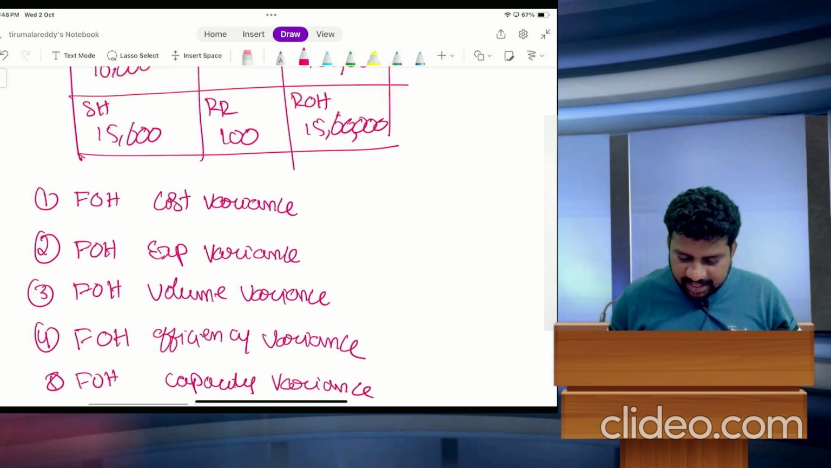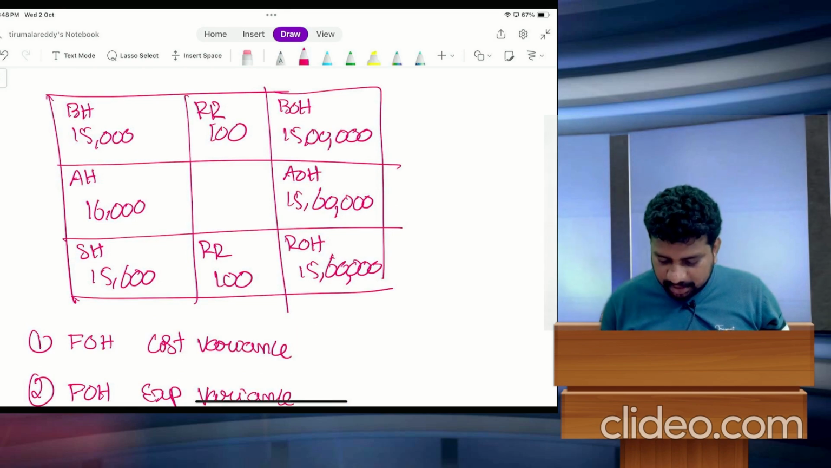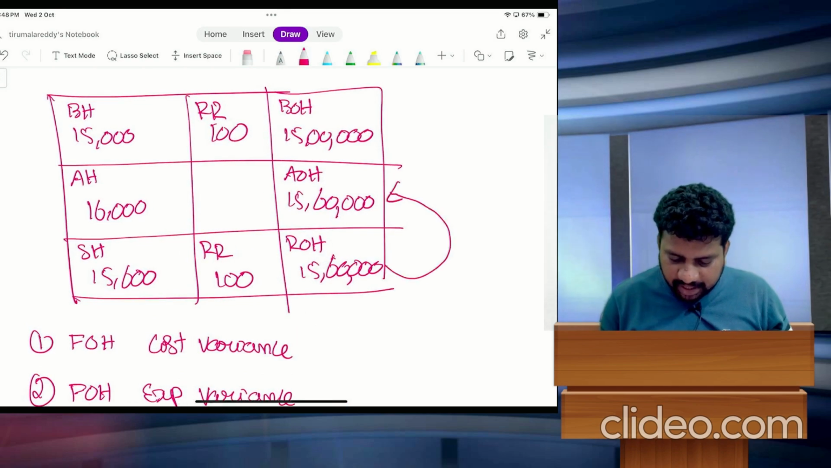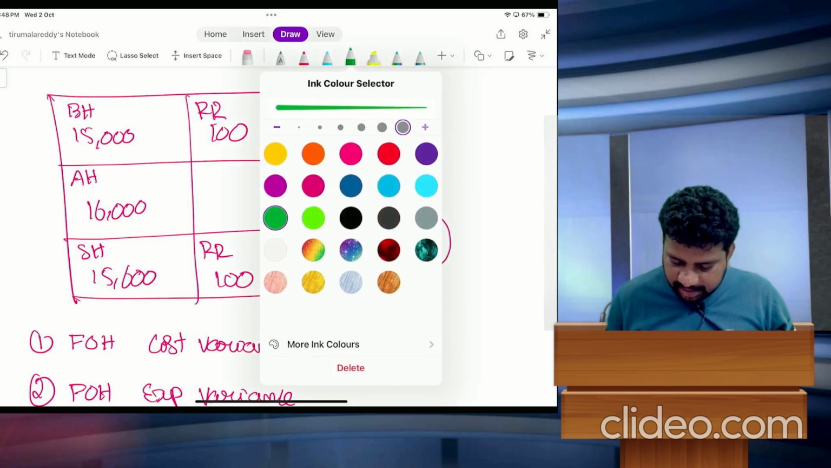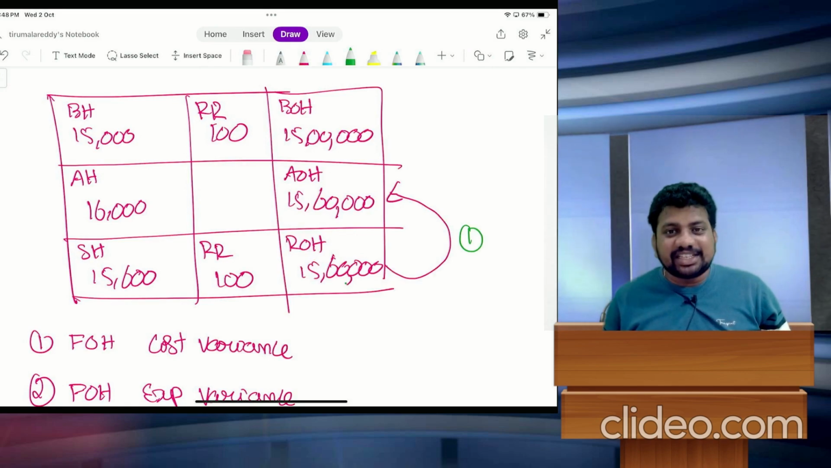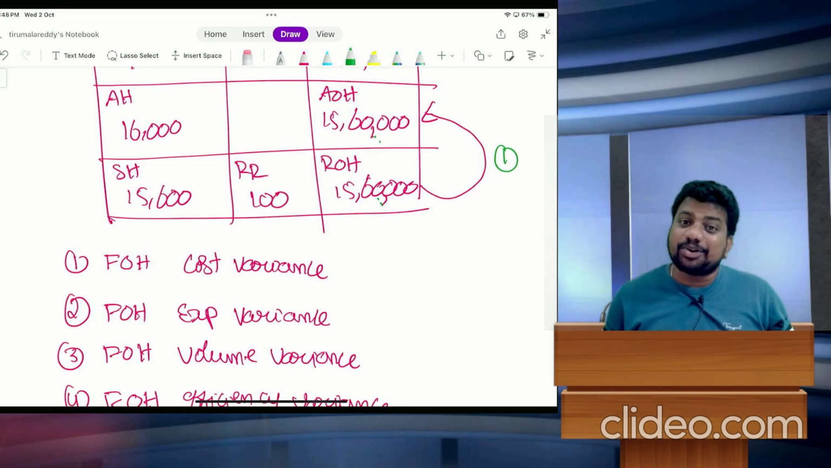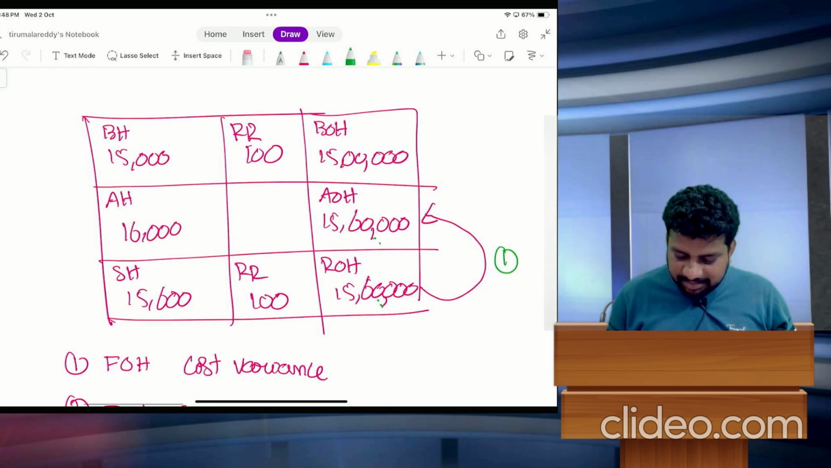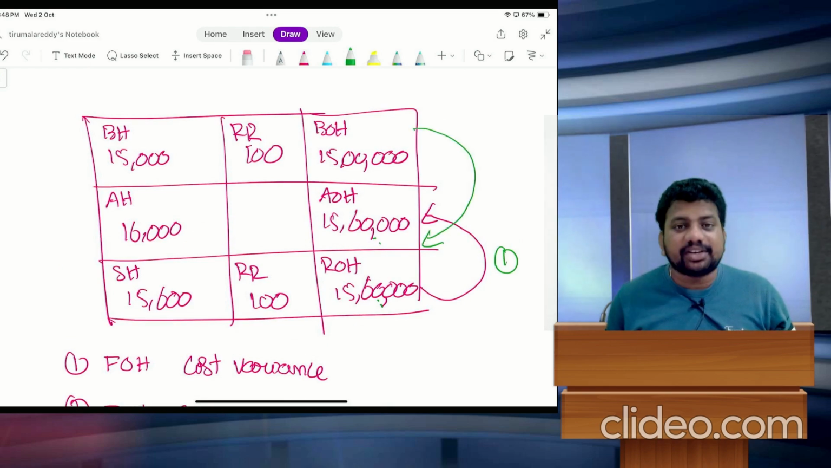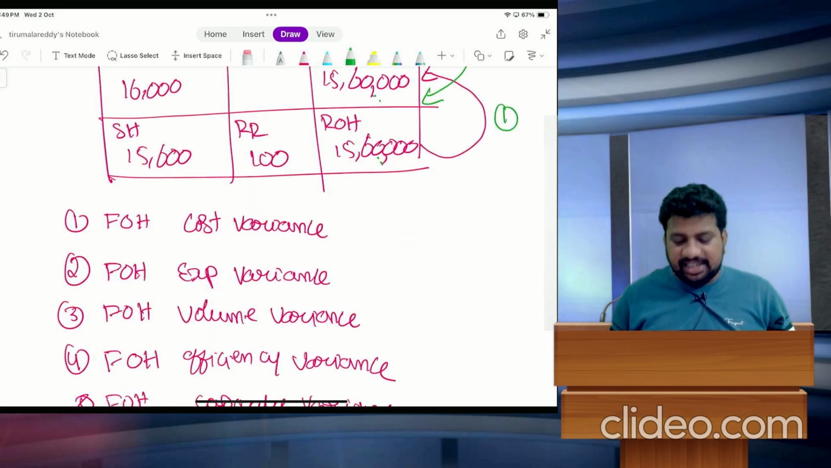Okay. Now see here. See the directions of the arrows also, what I am putting here. This is my first arrow, in this way. This is my first answer. That means ROH minus AOH, 15,60,000 minus 15,60,000, will give me the first variance, that is cost variance. Second one, you take this way. So BOH minus AOH, that would be your second variance's answer, that is expenditure variance.